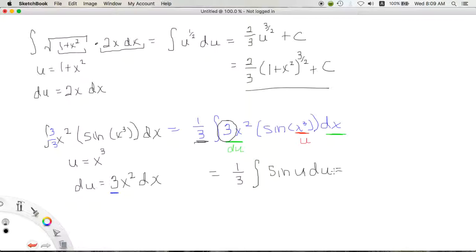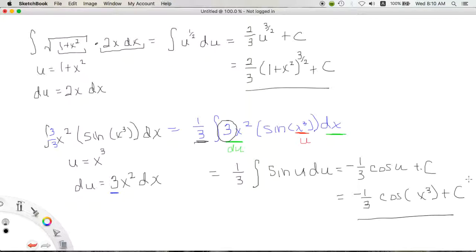So the integral of sine is negative cosine. So we have negative 1/3 times the cosine of u plus c. Don't forget that plus c. Very, very important. And we replace our u back with what we originally substituted in, and we have our integral.